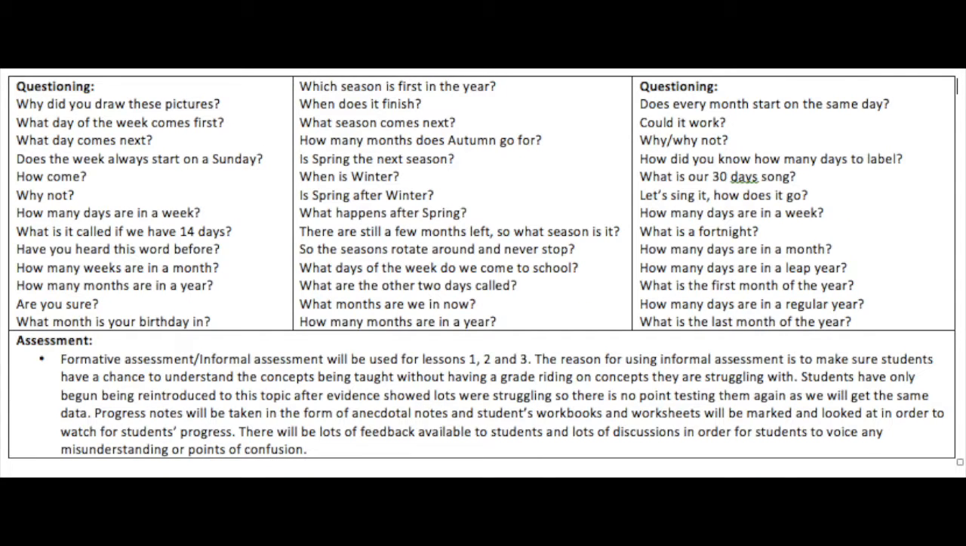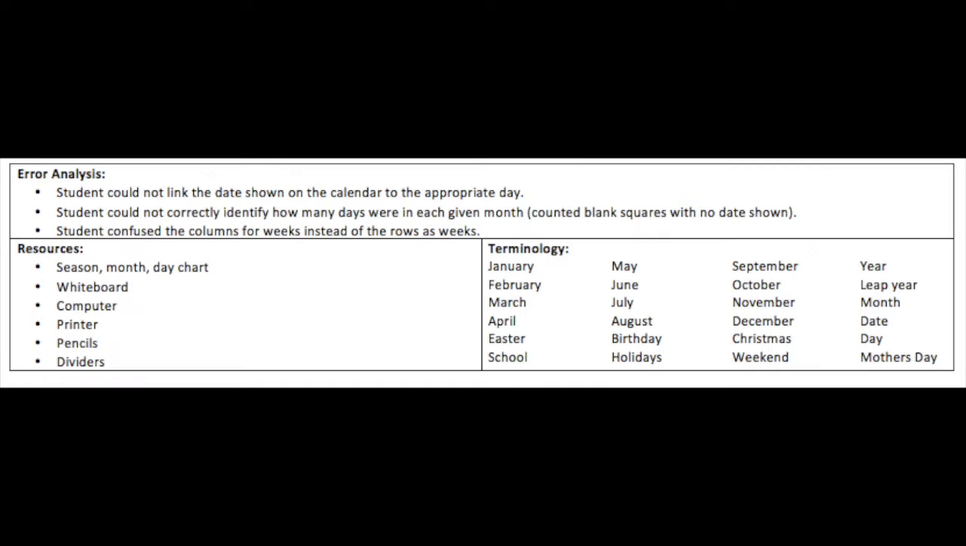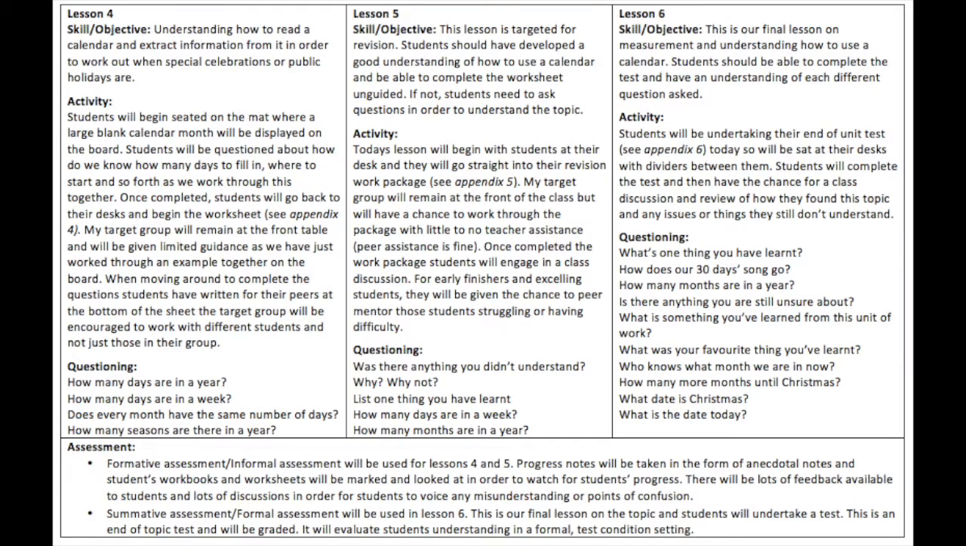By the end of Lesson 3, students should understand how to read a calendar in order to retrieve information from it. Students should also be able to answer questions about the months of the year using their stored knowledge and the 30 days song. For Lesson 4, I have set the objective for students to understand how to read a calendar and extract information from it in order to work out when special celebrations and public holidays are. For Lesson 5, I have set the objective for students to use this lesson for revision.